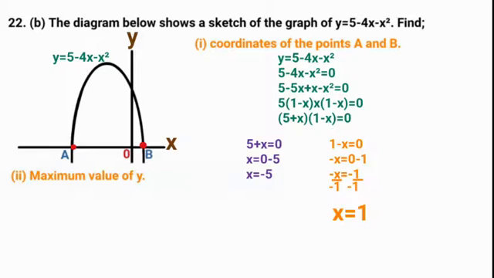Which one is going to be -5 and which one is going to be +1? As you can see, A is on the negative side, right? And it's a bit farther away from the y-axis than B, and B is on the positive side. So B will get the +1 and A will get -5. So we can say the coordinate for point A is (-5, 0) and the coordinate for point B is (1, 0).